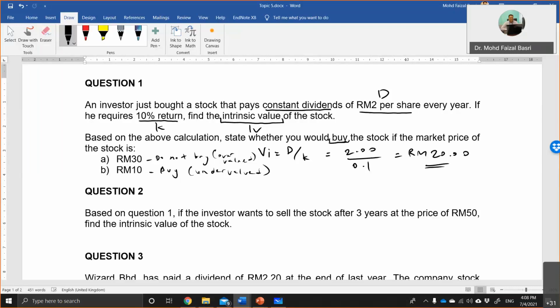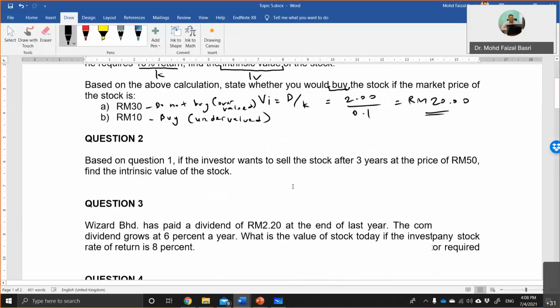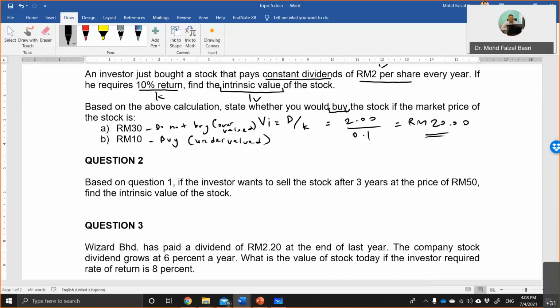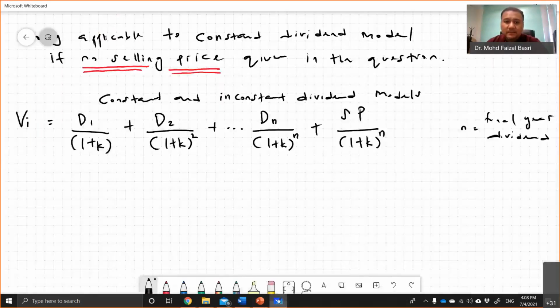Okay, but if you look at the second question, this is the extension based on question 1. If the investor wants to sell the stock after 3 years, so now we have a selling price of 50 ringgit. So this is the selling price. Okay, we know the dividend is 2 ringgit every year. So we're going to present value 3 years of dividend together with the selling price, based on this model. So meaning we're going to have 3 years of dividend and 1 selling price.